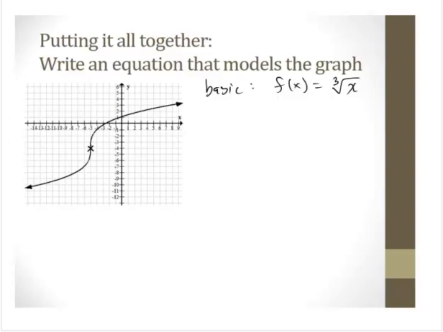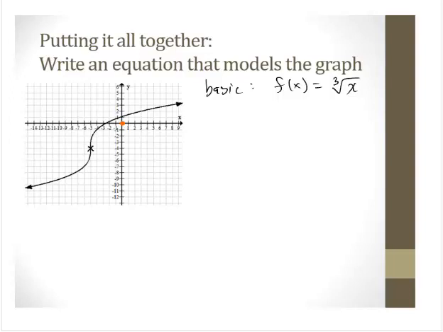So now what I usually do is take those shifts into account. All right, so how do we shift left 5? How am I going to go from, remember, for f of x equals the cube root of x, it would have started at 0, 0 in a sense, or that would have been the central point.